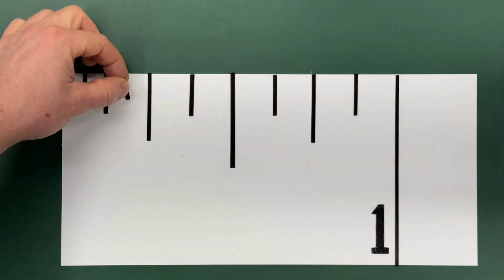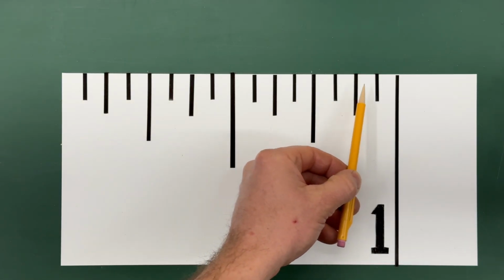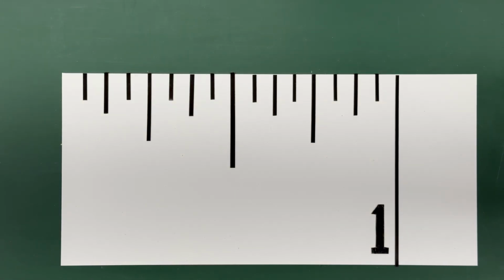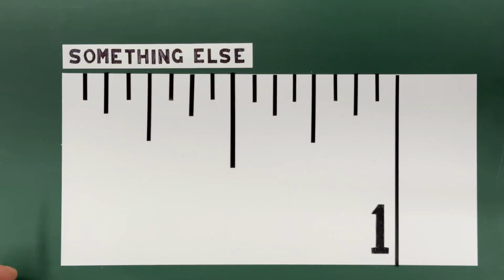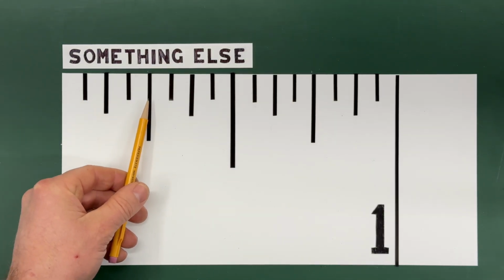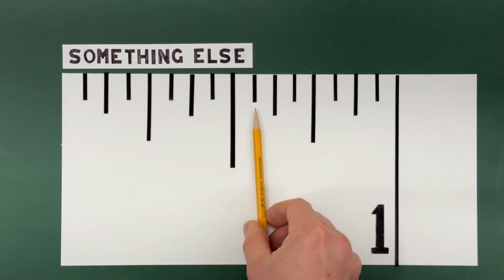Splitting each of our 1/8 inch sections in half gives us an inch divided into 16 equal parts, or 1/16 of an inch. Now we can measure that something else again, and say with certainty it is 1, 2, 3, 4, 5, 6, 7, 8, 9/16 of an inch in length.